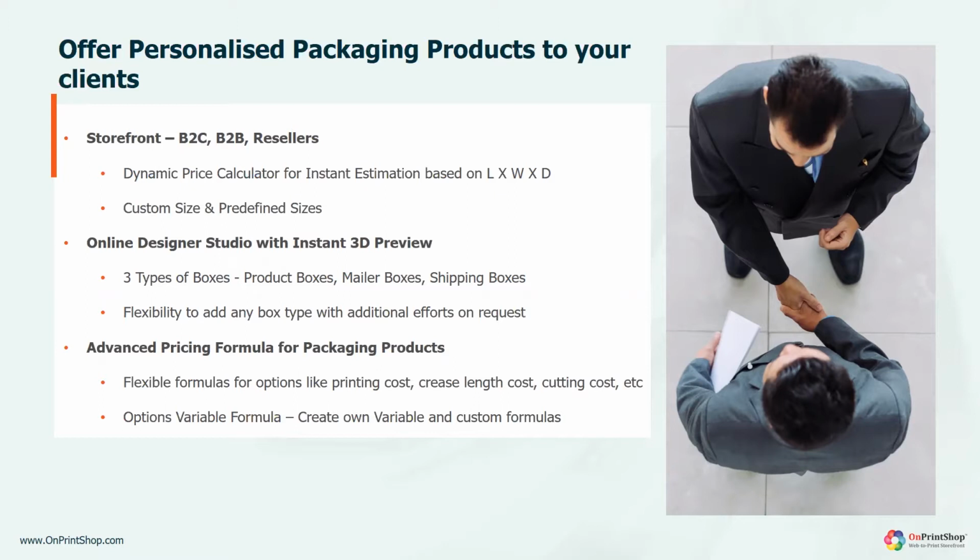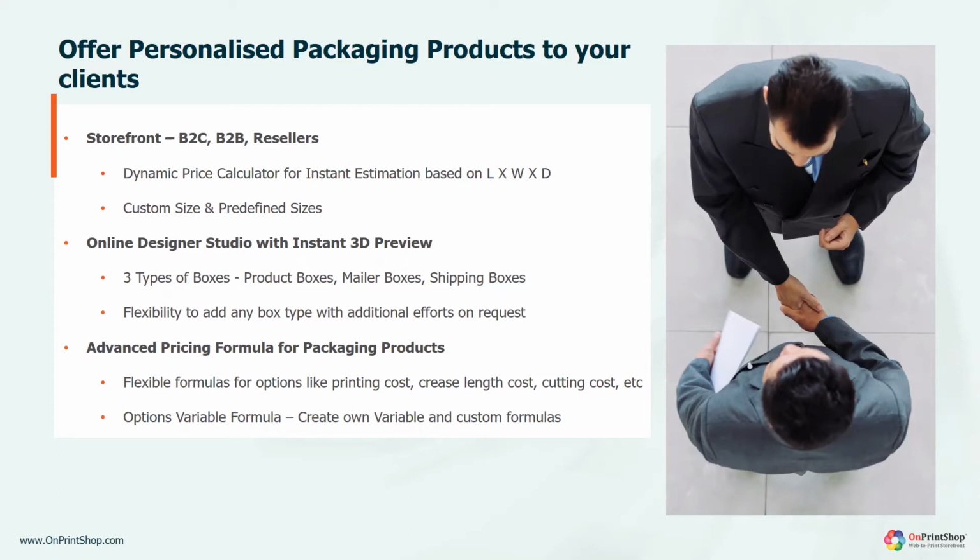We would like to showcase key functionalities of the solution. First, storefront, instant price calculator which has length, width, and depth. Second, in Designer Studio, online designing for outside as well as inside with instant 3D preview. We are offering 3 boxes as a part of the solution, which are product boxes, mailer boxes, and shipping boxes. Apart from the mentioned boxes, on request, we can create new packaging box types with additional costs based on feasibility.